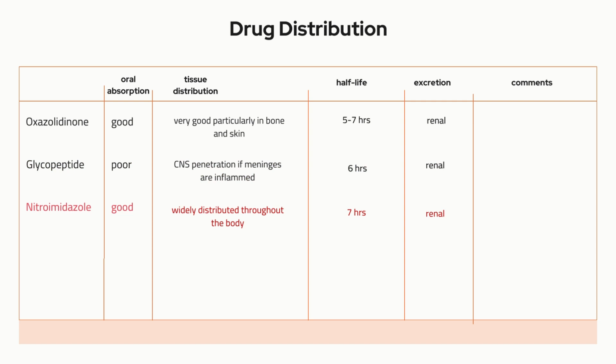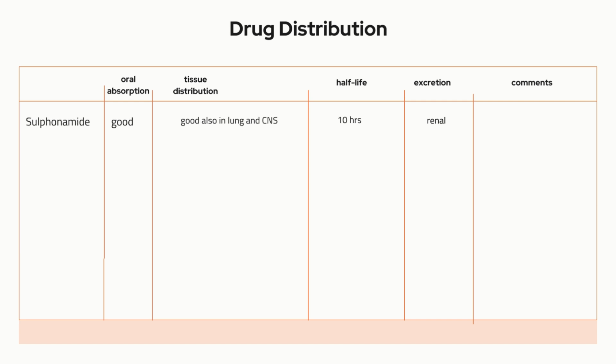Nitroimidazole is also a commonly used antibiotic since an oral form is available and it is widely distributed throughout the body. Oral availability is good in lincosamide, with good distribution to tissue, especially to bone and skin, but not to CSF. Half-life is short and repeated doses are needed. Sulfonamide can be rapidly absorbed via the oral route. They also distribute in the lungs and CNS. Half-life is long and they are excreted via the kidneys. Therefore, dose adjustment is needed for those who have renal impairment.